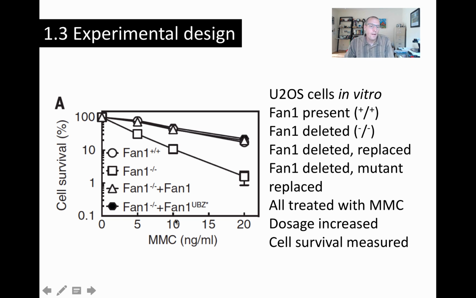Then there's another couple of experiments down here. Those were 2 experiments to start with, and there's another 2 experiments down here as well. The triangle is the FAN1 null mutant. That means both alleles have been mutated.